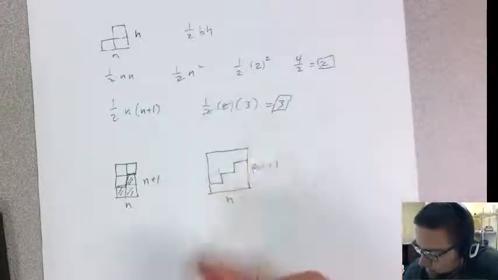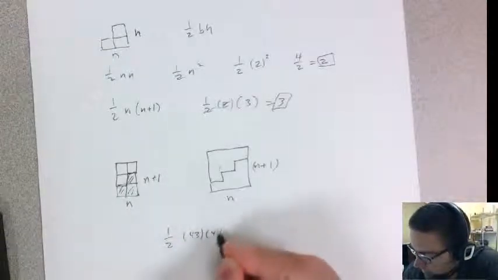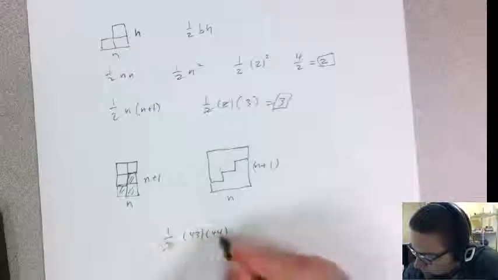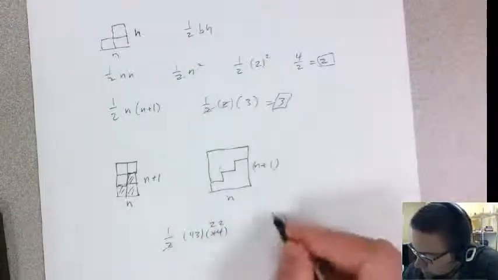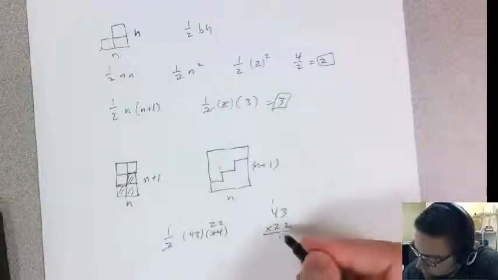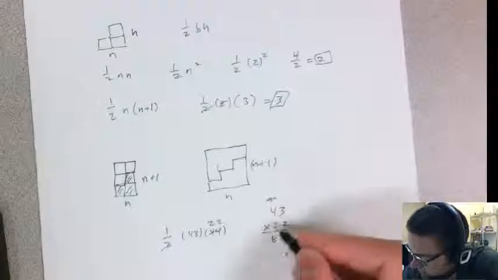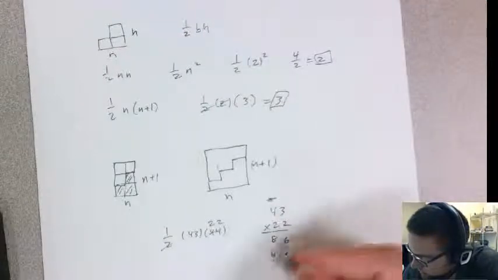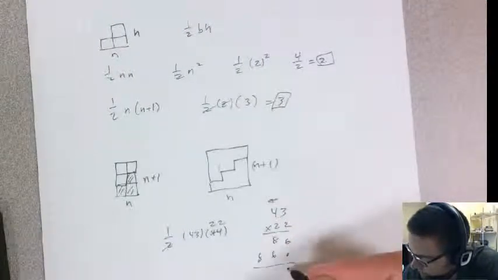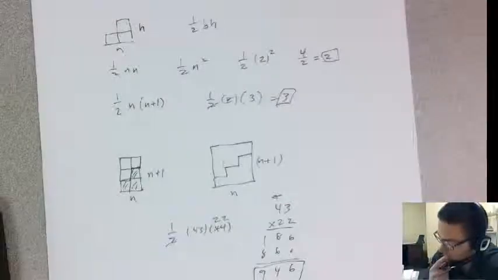So when I go to 43, all I have is 43 and 44, right? That would be n plus 1. So it'd be 1/2 times 43 times 44. Half of 44 is 22. So I have 43 times 22. 6 and 8. 6 and 8. 14. So 946 would be the number there.